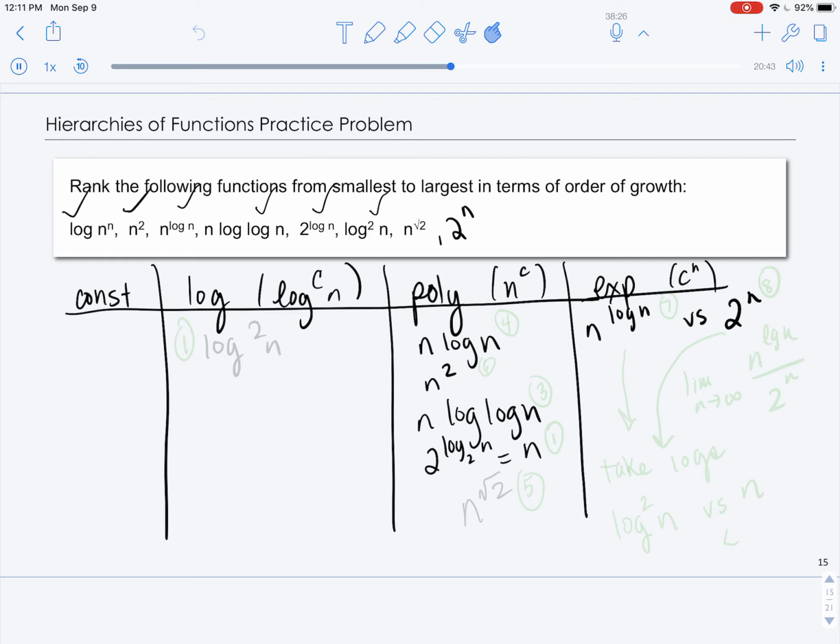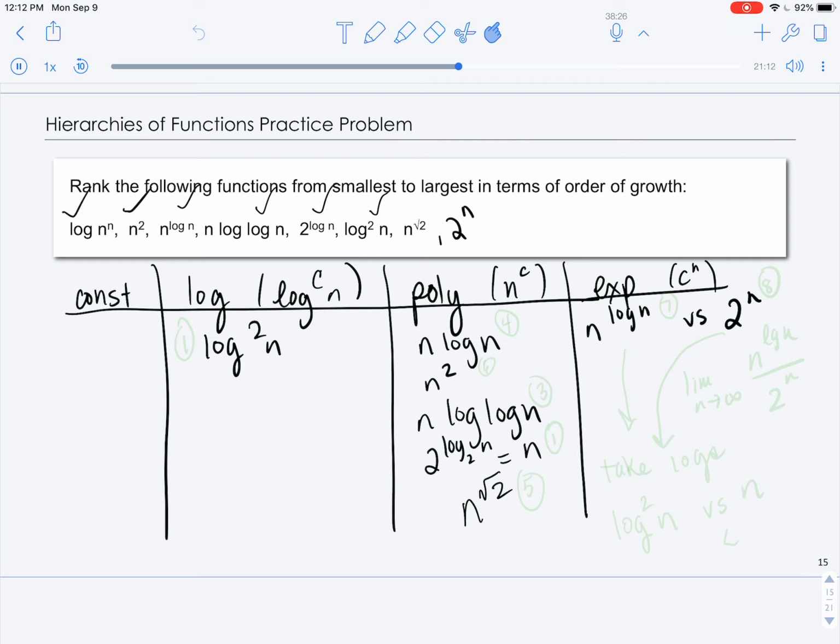Then log squared n. So recall that log squared n is log of n times log of n. So I'm going to put that in the logarithmic function. And then I'll put n to the square root of 2 in poly because that's a constant. And exponential 2 to the n I put in the exponential bin.